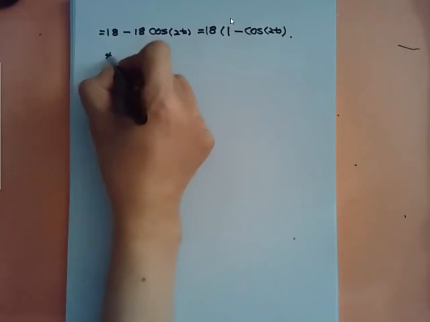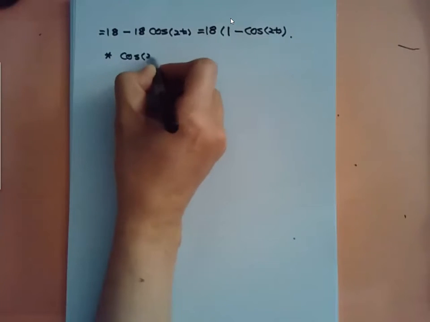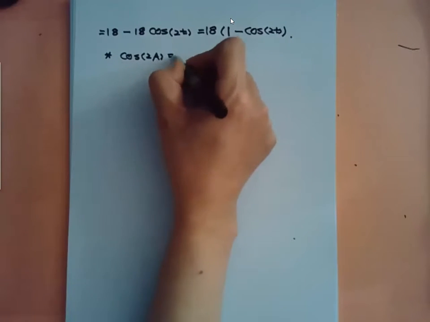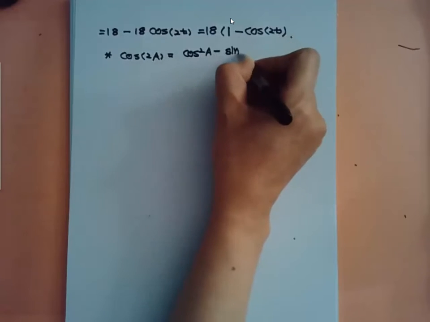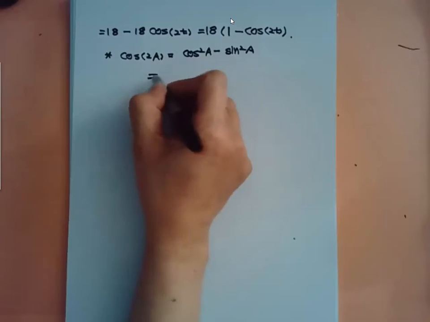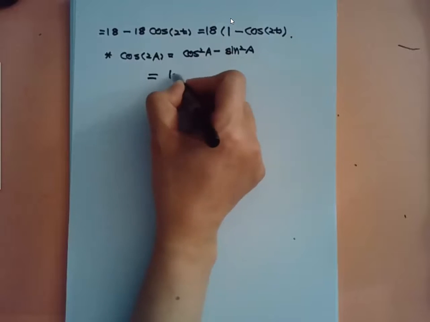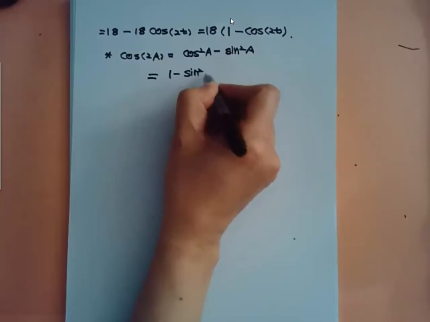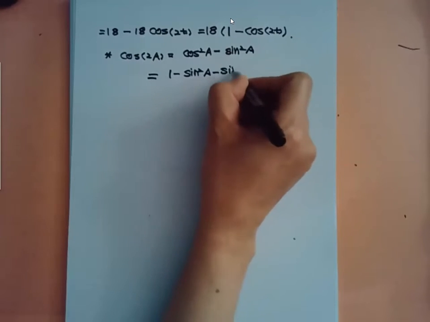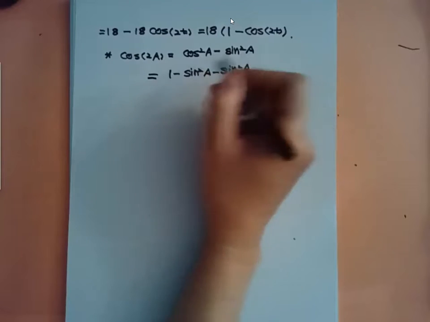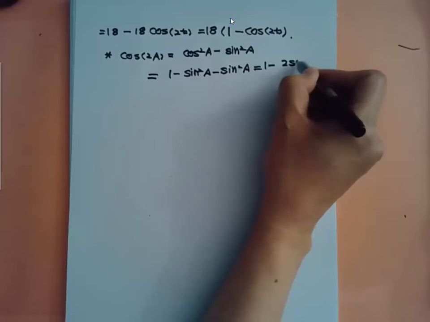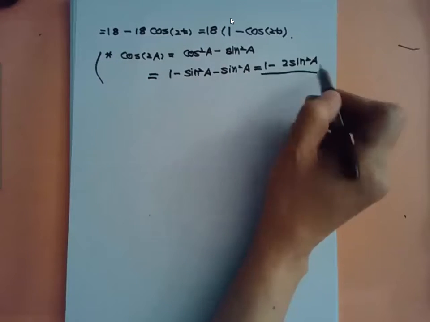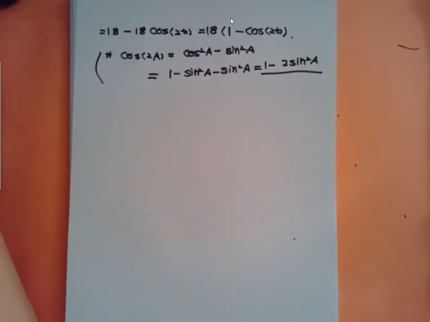The formula from trigonometry is like this. Cosine of 2a is cosine squared of a minus sine squared of a. And then from the Pythagorean formula, we can write 1 minus sine squared of a minus sine squared of a. Then it can be written as 1 minus 2 sine squared of a. So this is what we want to use.